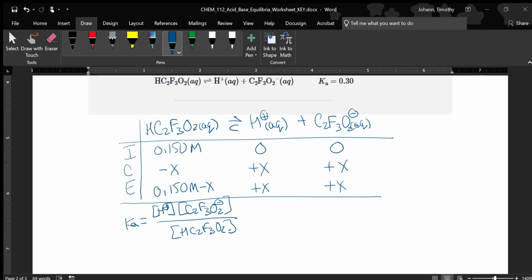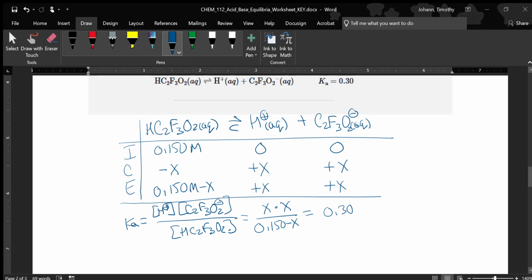Okay, and so let's go ahead and put our x's in. So H plus is x. That's going to be times the acetate is x. And on the bottom, now I have 0.150 minus x. And that's going to all be equal to 0.30.